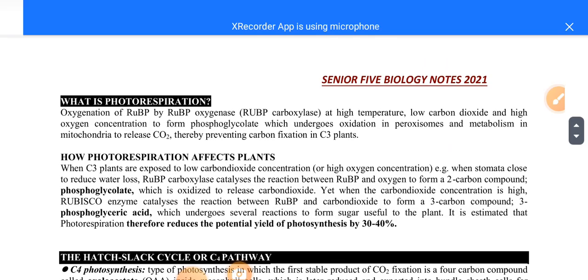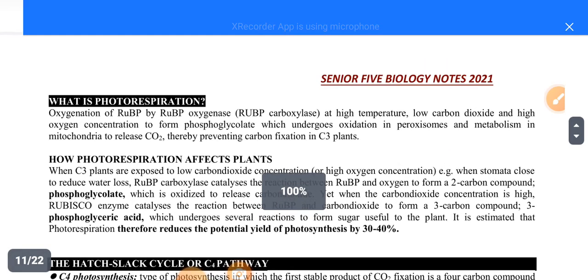Now let us look at what we are calling photorespiration. We are saying that oxygenation of RuBP by RuBP oxygenase, in bracket RuBP carboxylase, at high temperature, low carbon dioxide and high oxygen concentration forms the phosphoglycolate, which undergoes oxidation in the peroxisomes and metabolism in mitochondria to release carbon dioxide, thereby preventing carbon fixation in C3 plants.